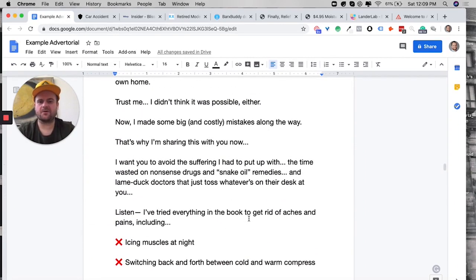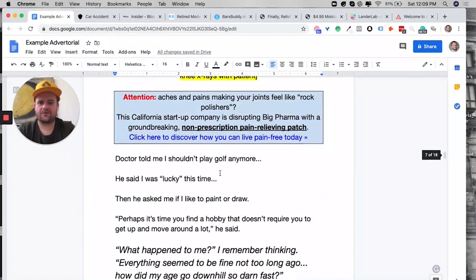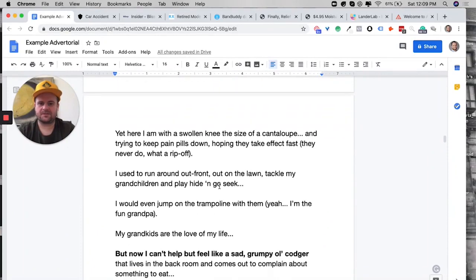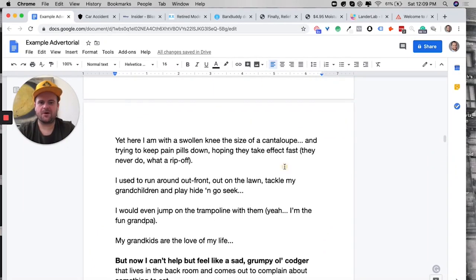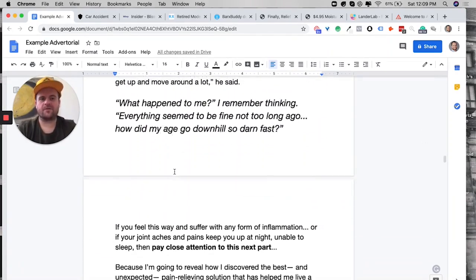This kind of tone of this old grandpa. I'm using terms like, let me show you. Yeah, I'm the fun grandpa. Oh yeah, here we go. Here I am swollen the size of a cantaloupe and trying to keep pain pills down, hoping they take effect fast. They never do. What a ripoff. So it's that first person tone of this grandpa.